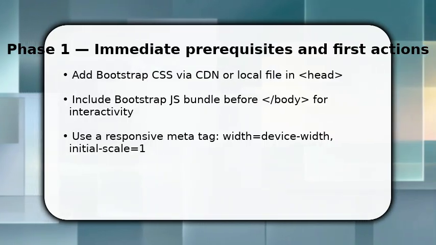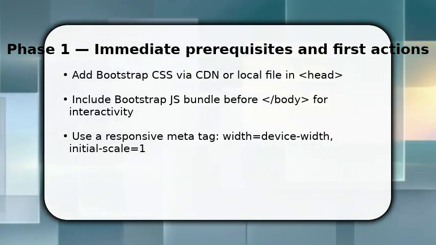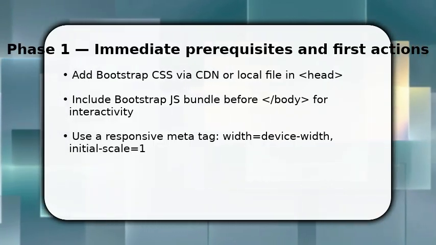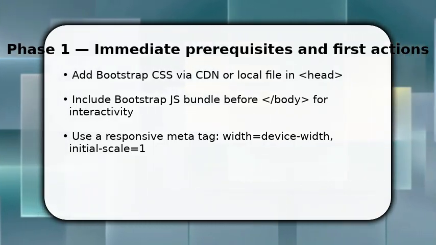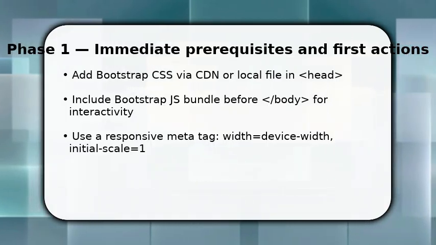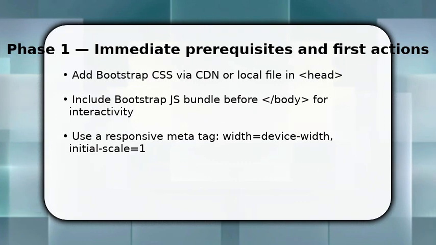Once done, add the responsive meta tag so the grid and utilities behave correctly on mobile. Make sure to choose the same Bootstrap version for CSS and JS. You'll now be able to apply classes to elements, test a container and a row to confirm styles load.